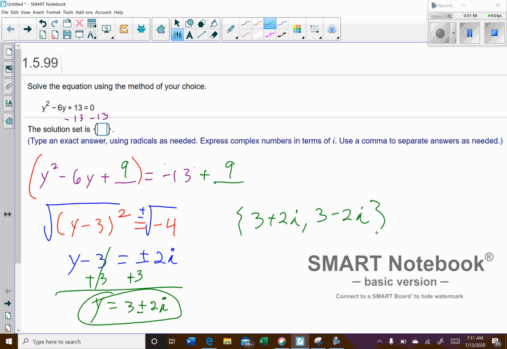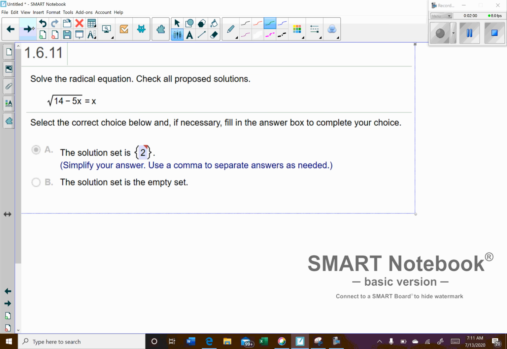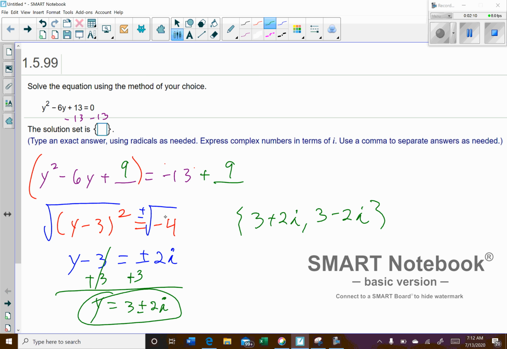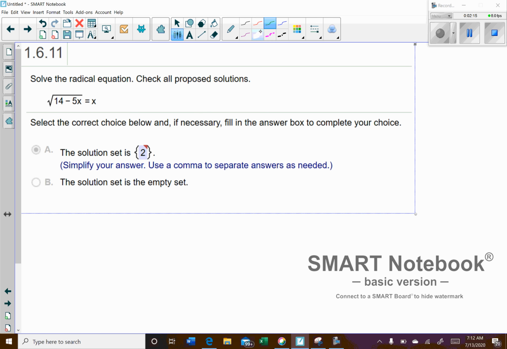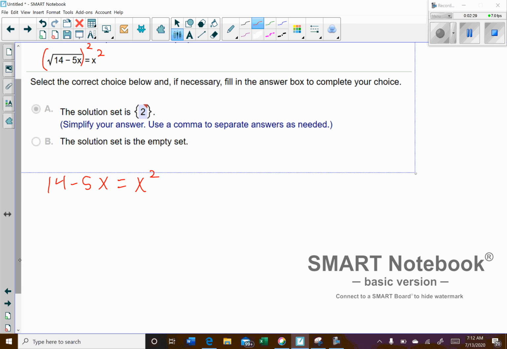Okay. And then I have one more right here that was sent. This is almost like the reverse. On the previous one, we square rooted both sides to solve, and on this one, we're actually going to square both sides. So we'll end up with 14 minus 5x equals x squared. Then we want to set this equal to 0 and solve.